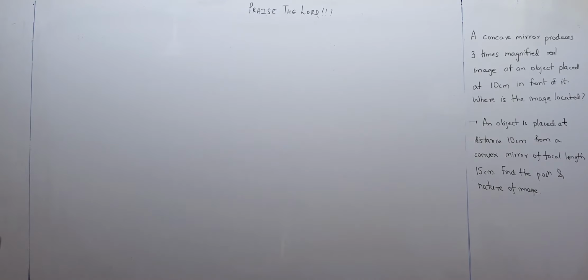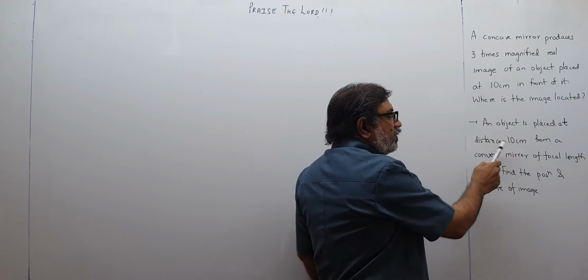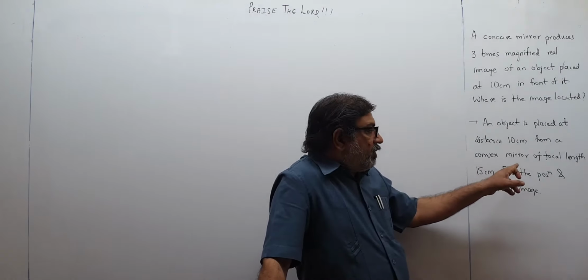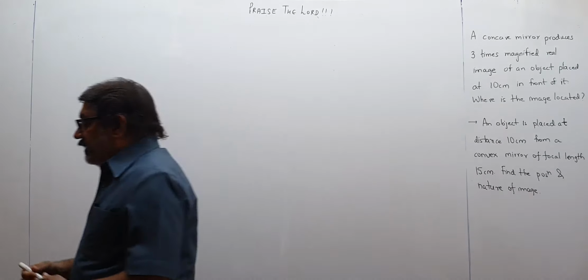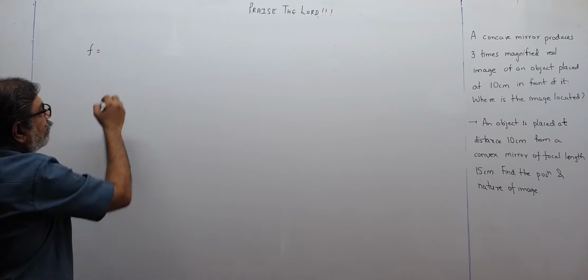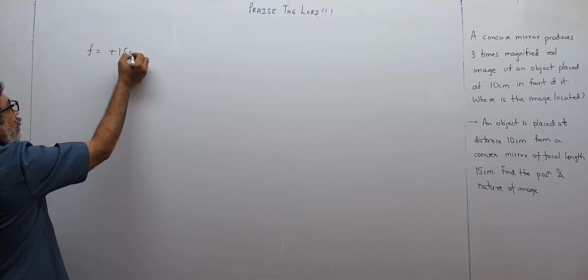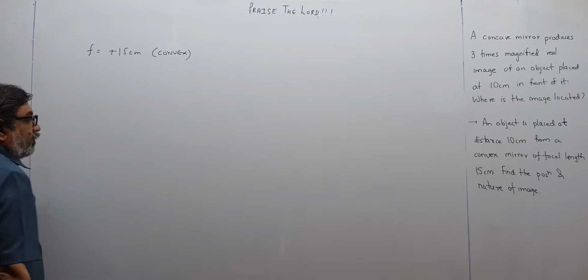Now an object is placed at distance of 10 centimeter from a convex mirror of focal length 15. Convex mirror, so focal length has to be positive. So focal length will be, how much it is given? Plus 15. Mention this plus sign. And you can write over here because it is a convex mirror, therefore focal length is positive.